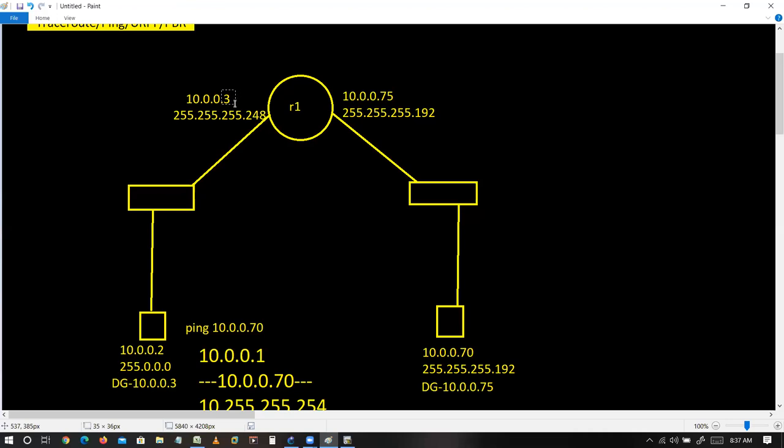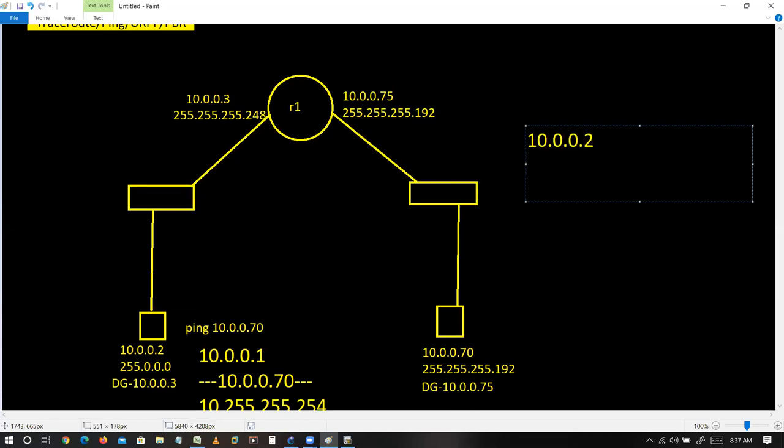Right now, we are using this 3, correct? Same here. Whenever any PC or any device does any communication, it will always perform the AND operation. Now, see. If this PC does this AND operation, it will say my address is 10.0.0.2 and the destination address is 10.0.0.3. My address is configured on 255.0.0.0, so my network will be 10.0.0.0. Correct?